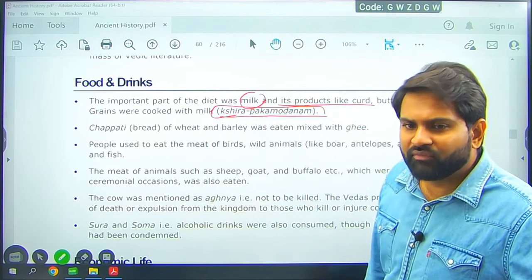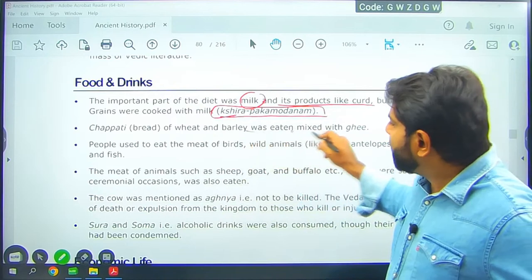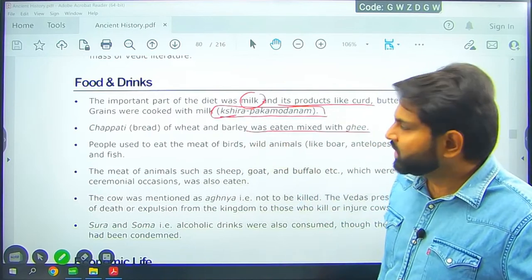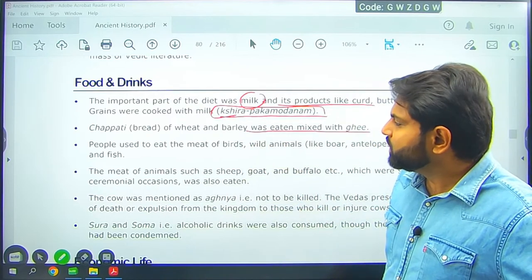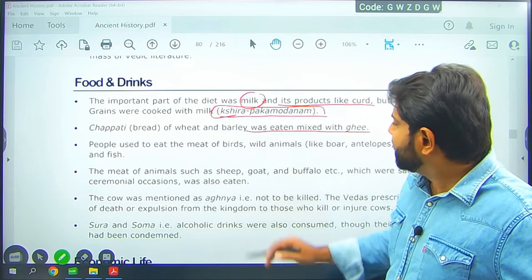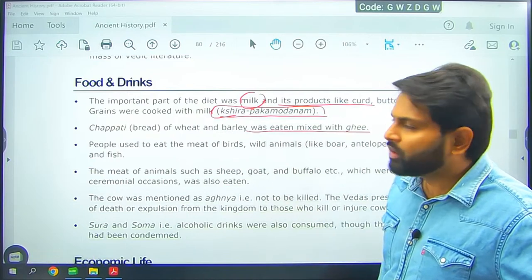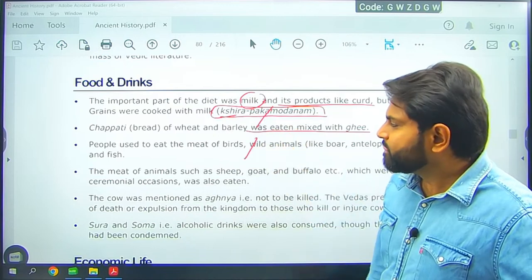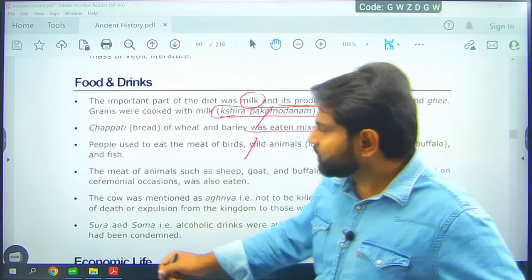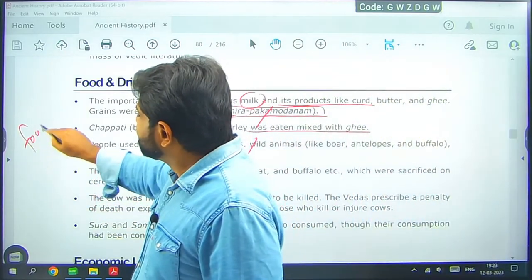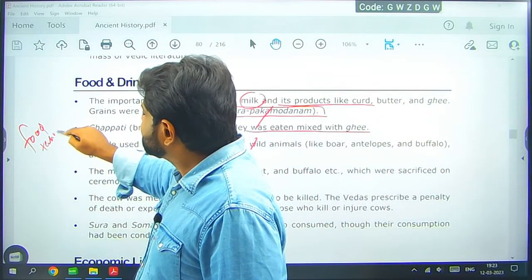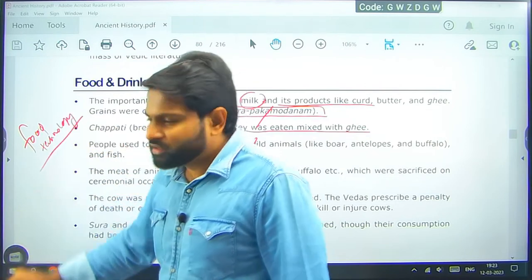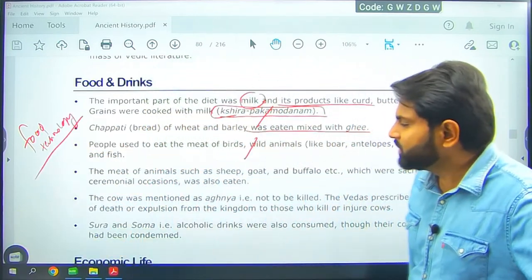Chapati made of wheat or bread and barley is eaten mixed with ghee. People used to eat the meat of birds, wild animals like boar, antelopes and buffalo, and fish. So, vegetarian, non-vegetarian, you can say we are talking about food technology, or maybe biotechnology of food especially.